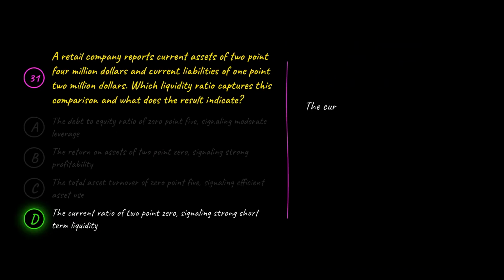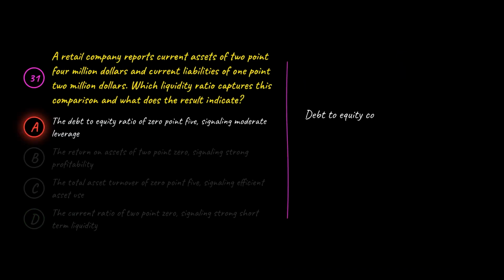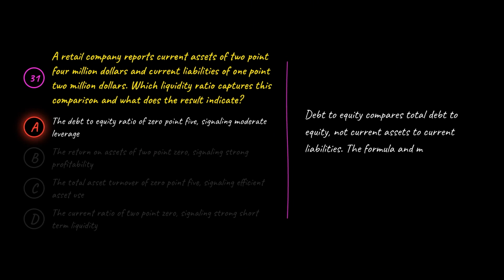D is correct because the current ratio is current assets divided by current liabilities. A result of 2.0 means the firm has $2 of current assets for every dollar of current liabilities, which signals strong short-term liquidity. A is wrong because debt to equity compares total debt to equity, not current assets to current liabilities. The formula and meaning differ from the current ratio.